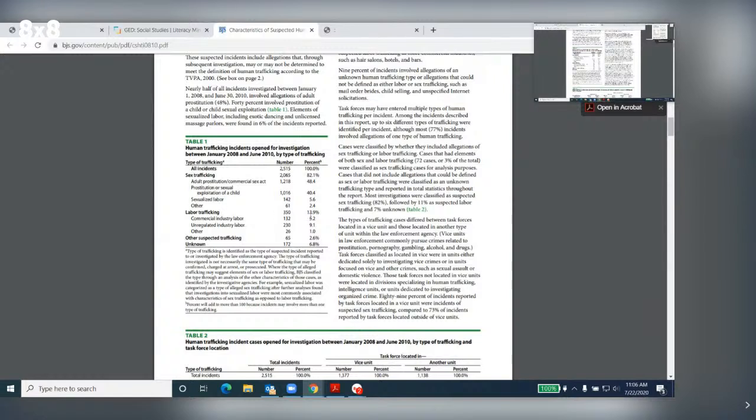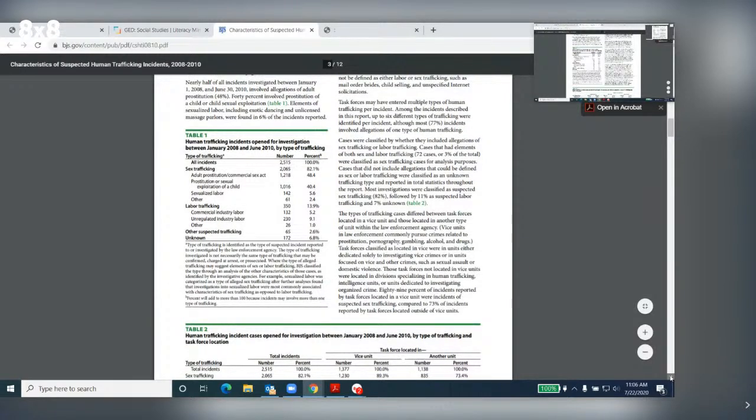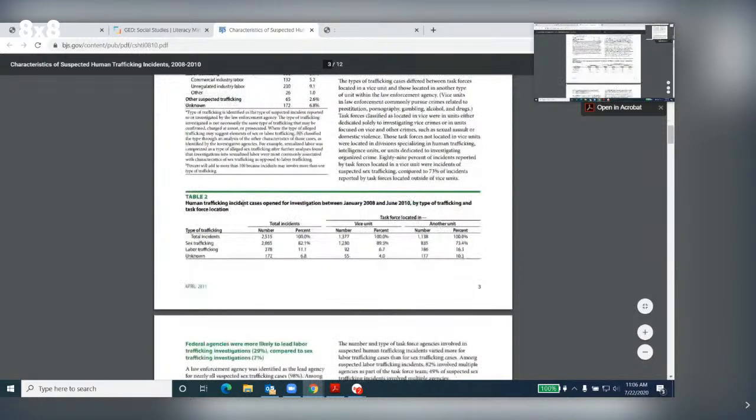You have labor trafficking down here. So labor was about 13.9%, and sex trafficking was about 82%. And then down here you have unknown, which they probably haven't found a category for, that's 6.8%. So all three of those numbers equal 100%. So you're basically going to be looking at sex trafficking, labor trafficking, and other as the three types they're really tracking here. And human trafficking cases open by type of trafficking.